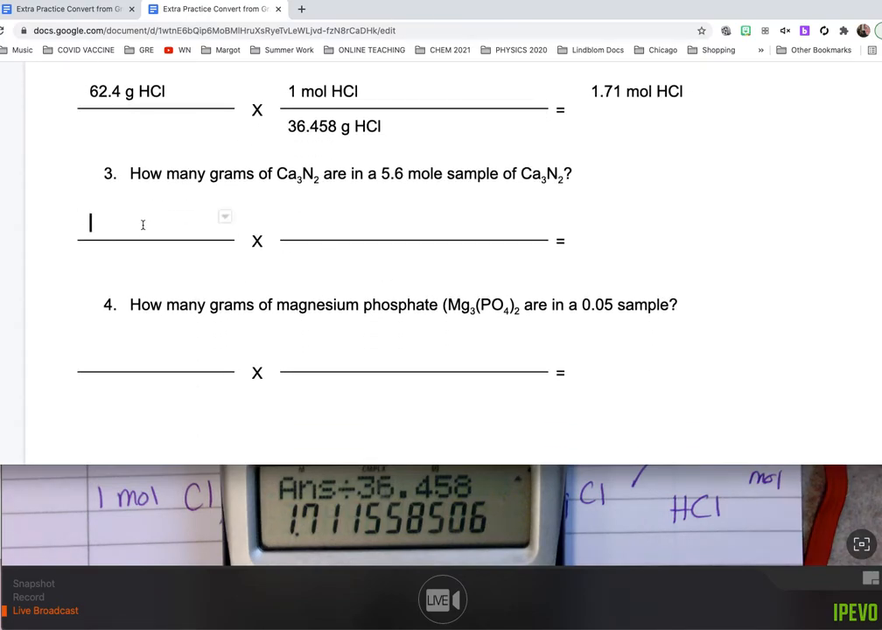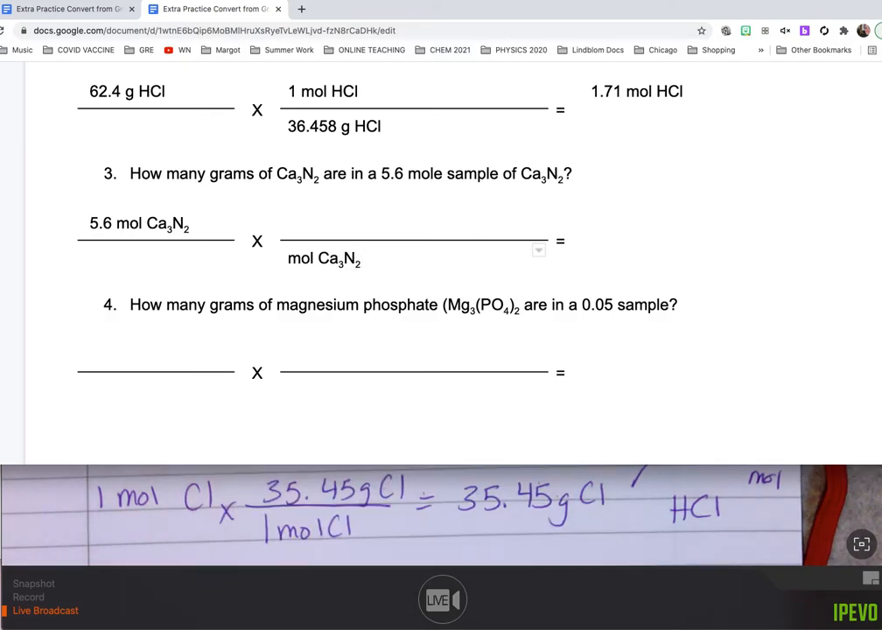So here's my next question. How many grams of calcium nitride are in a 5.6 mole sample of calcium nitride? Again, I'd start by typing what I know. So I know 5.6 moles of calcium nitride. Since moles of calcium nitride is here, moles of calcium nitride is going to go down here at the bottom. And now I just need to figure out my molar mass of calcium nitride.